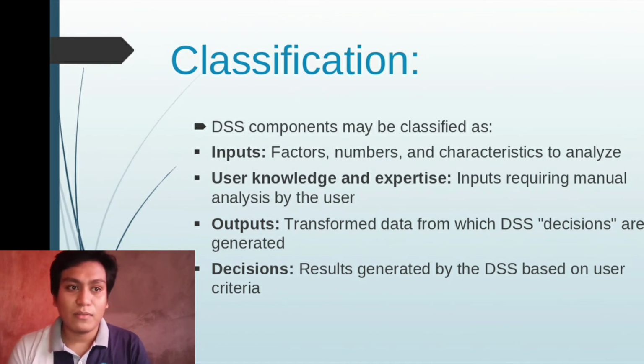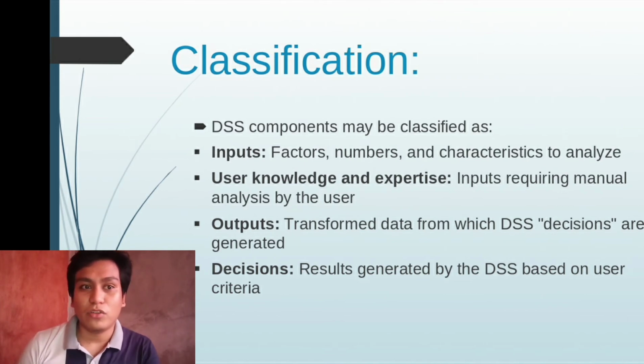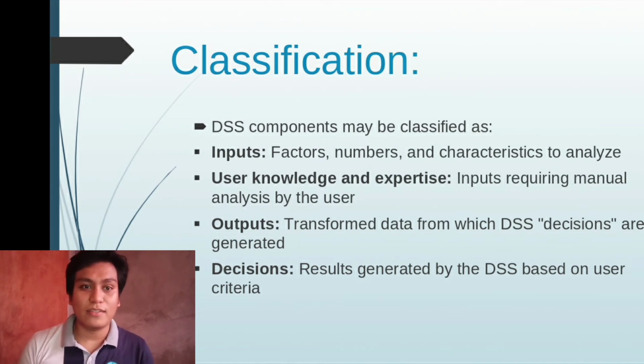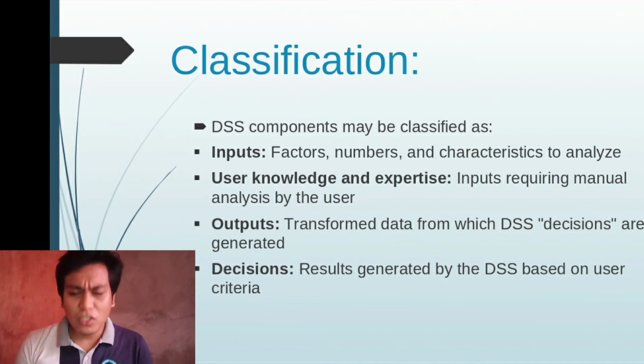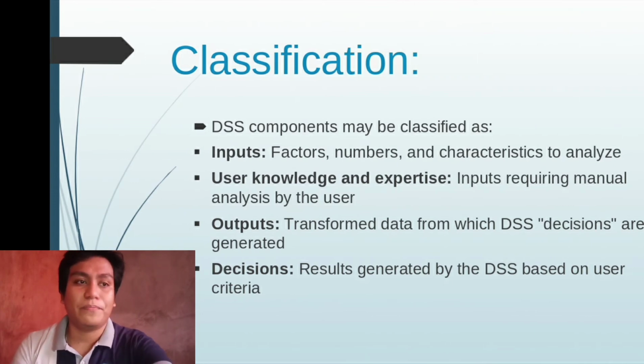The DSS component or classification. DSS components may be classified as inputs: factors, numbers, characteristics to analyze; user knowledge and expertise, inputs requiring manual analysis by the user; outputs, which transform data into decisions; and decisions, results generated by the DSS based on user criteria.